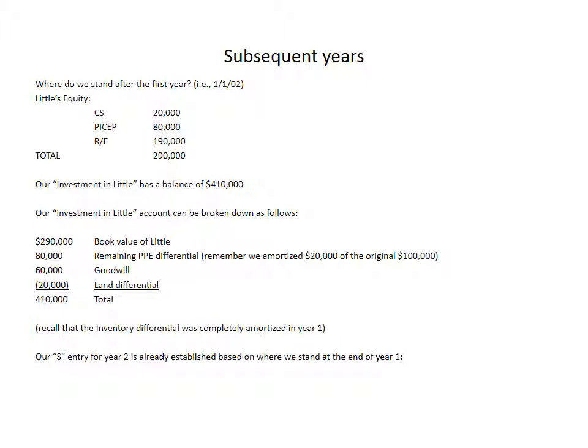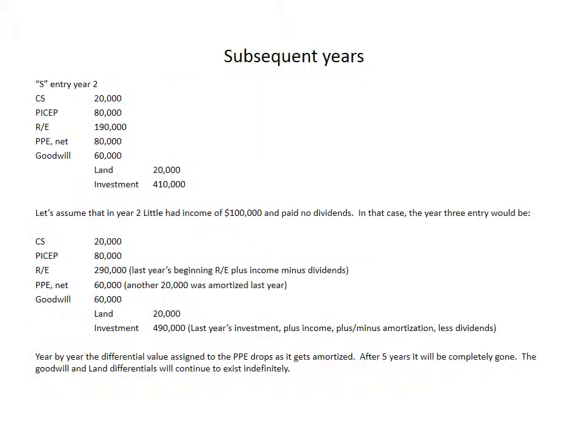So our S entry for year 2 is already established based upon where we stand at the end of year 1. Basically, the S entry in year 2 reestablishes where we left off at the end of year 1. So for the S entry, we would eliminate the subsidiary's beginning of period equity accounts at the beginning of year 2. Again, common stock, paid-in capital, and retained earnings of $20,000, $80,000, and $190,000 respectively. And we also record the remaining differential assets. Property, plant, and equipment has an $80,000 differential remaining. The goodwill is still all there, and the land still has that negative $20,000. And that closes against our beginning of period investment account.